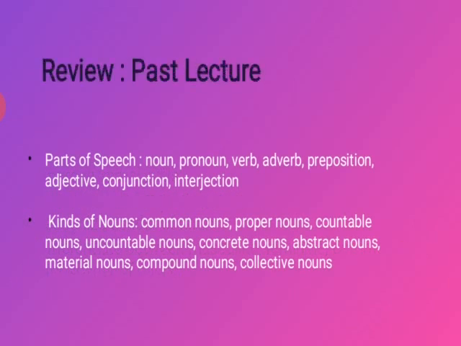Let's review the past lecture. In the previous week, we learned about parts of speech, that there were 8 parts of speech: noun, pronoun, verb, adverb, preposition, adjective, conjunction, and interjection. Then we also studied kinds of nouns, that there are different kinds of nouns like common nouns and proper nouns, countable and uncountable nouns, concrete and abstract nouns, material nouns, compound nouns, and collective nouns.